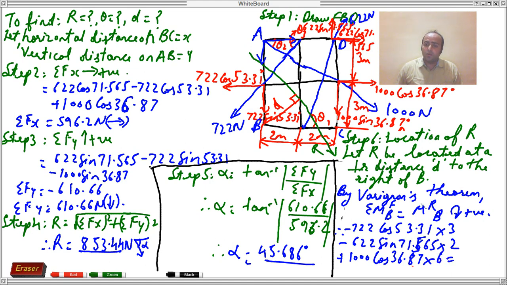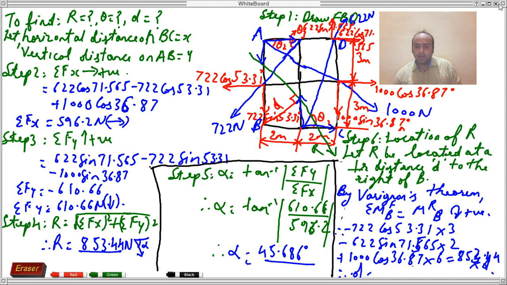Vice versa, the same thing goes for the other forces. That means 722 cos of 53.31 is considered over here. It is given 622 sine of 71.565. It is actually assumed to be resolved at this particular point. X and Y components are resolved like this. That is why only the Y component force is considered. Last but not the least, resultant R is 853.44 into D. Now friends, what is the value of D then?